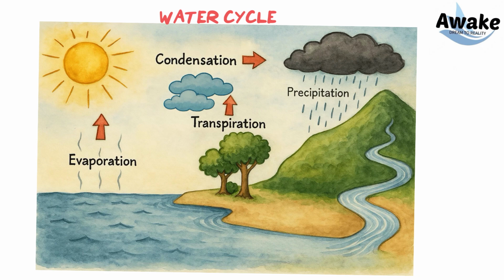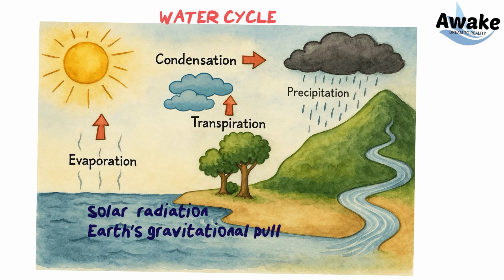See here we have two kinds of driving force. One is solar radiation, another is the earth's gravitational pull. This is the major factor. See now how this cycle begins. In the process of evaporation, water molecules initially in the liquid form will get sufficient heat and energy, and they will evaporate into the gaseous state.